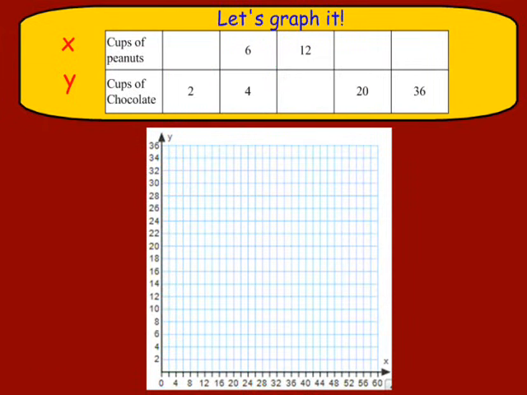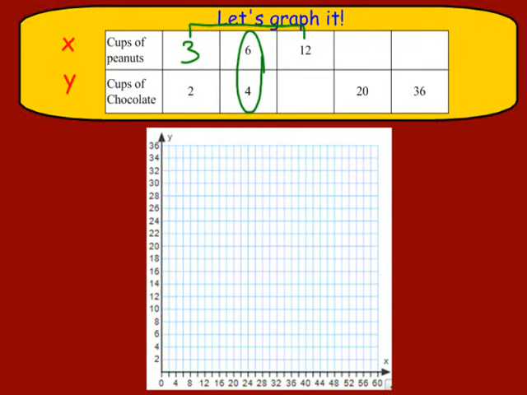So here we have a table of peanuts to cups of chocolate, and we actually have to complete the table before we begin. So I see here that they've given us the ratio of 6 to 4. 6 cups of peanuts to 4 cups of chocolate. That would actually simplify to, whoops, let me fix that here. That would actually simplify to 3 over 2. And now that I know that, I can fill in the rest real easily.